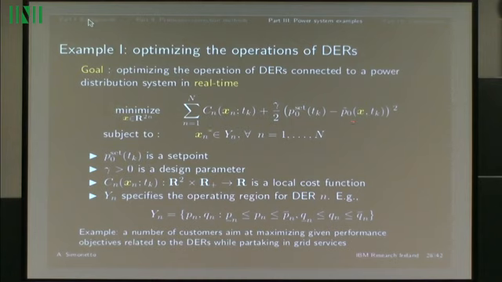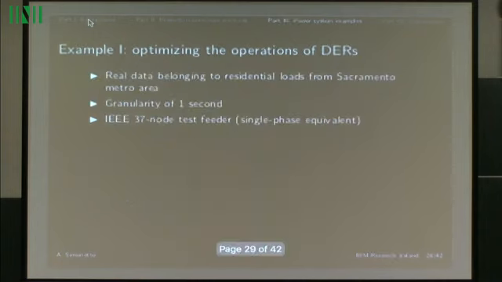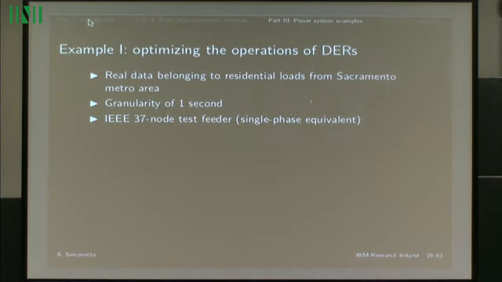These are my decision variables, which scale as 2N, where N is the number of buses. This C, I am allowed to design as I want, so I design it quadratically. This is now a very nice quadratic problem, because this is linear in x, so it is a quadratic problem that I can solve with my method. This is what we did. We used some real data belonging to residential load from the Sacramento metro area.